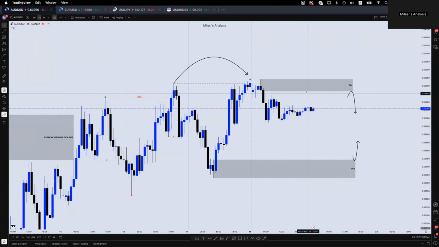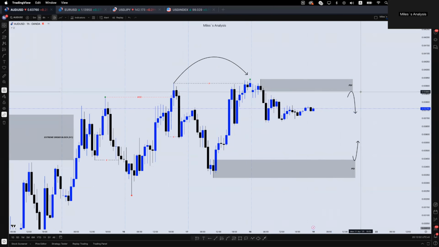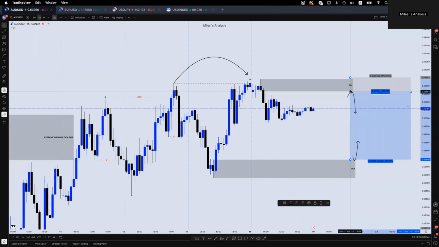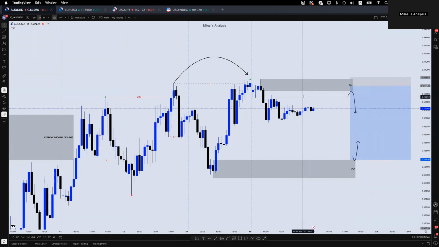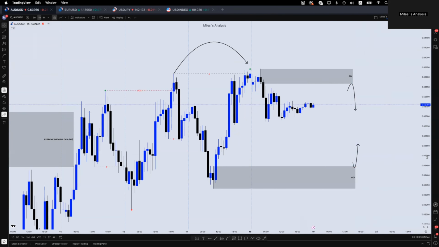So if price comes for this point of interest first before selling, I'll be looking to take shorts from this point of interest on the 5-minute time frame, and the target will be this point of interest on the selling side, right? So if I take the entry on the 5-minute time frame, the risk reward will increase, of course, because I have refined confirmations. So yeah, basically this is it on the AUD USD, Euro USD, and USD JPY.